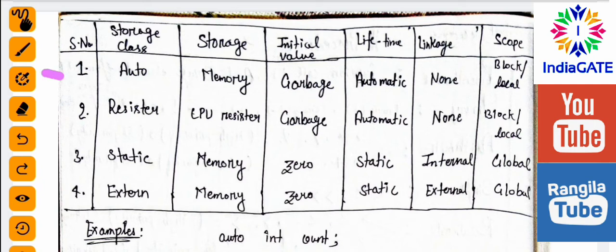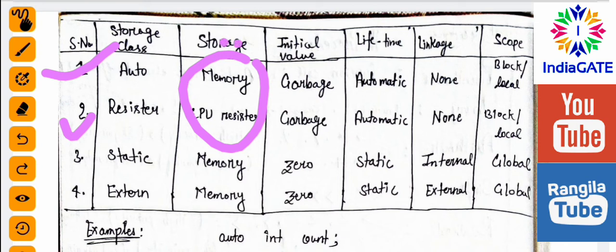As well as the difference between auto and register is the storage. In the case of the auto the storage is memory, but in the case of the register the storage is the CPU register. So this is the main difference between the auto and register.